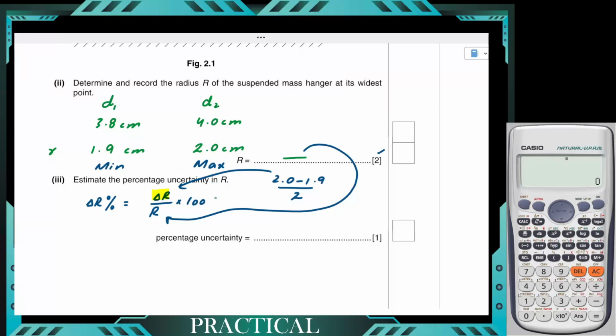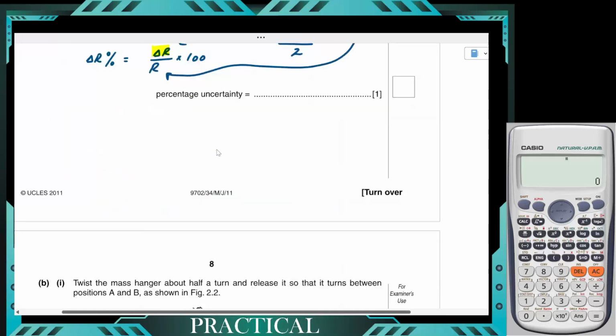And if they're not different, if you're getting the same readings, just change one of the readings. So if you answer the percentage uncertainty question this way, the first part and the second part, you'll never get it wrong. So let's move on to the next thing.